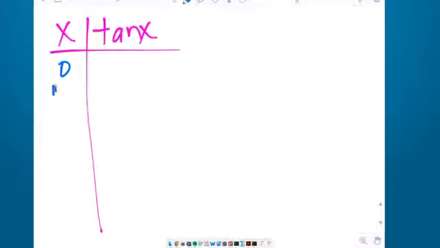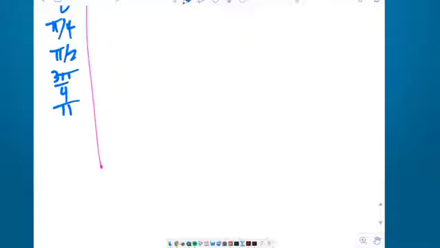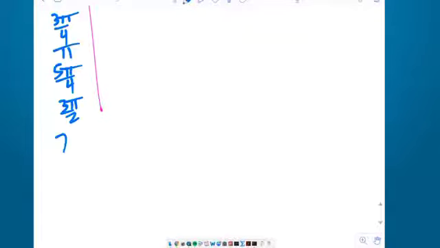I'll choose 0, pi fourths, pi halves, 3 pi fourths, pi, 5 pi fourths, 3 pi halves, 7 pi fourths, and 2 pi. That's once around the unit circle.